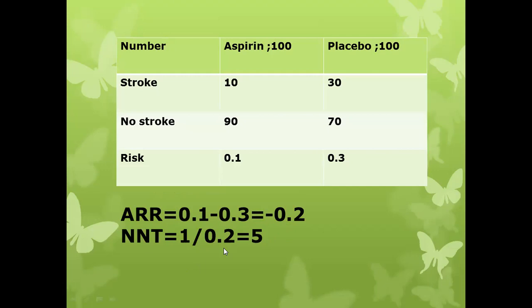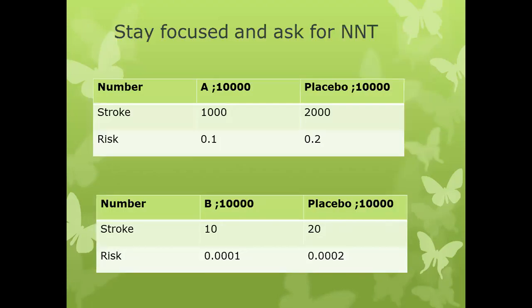So I need to treat 5 patients with aspirin for the same duration of the trial, for example, 1 year, to prevent 1 stroke among those patients. And this is very good. So this is the first part of clinical significance, translating the statistical significance into clinical significance. So another thing about the number needed to treat, it's important to interpret in all clinical trials as the relative risk or the relative risk reduction can be very misleading.